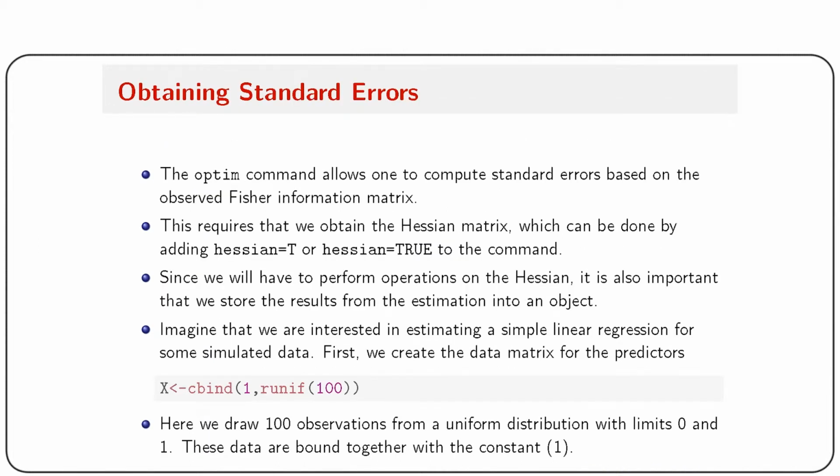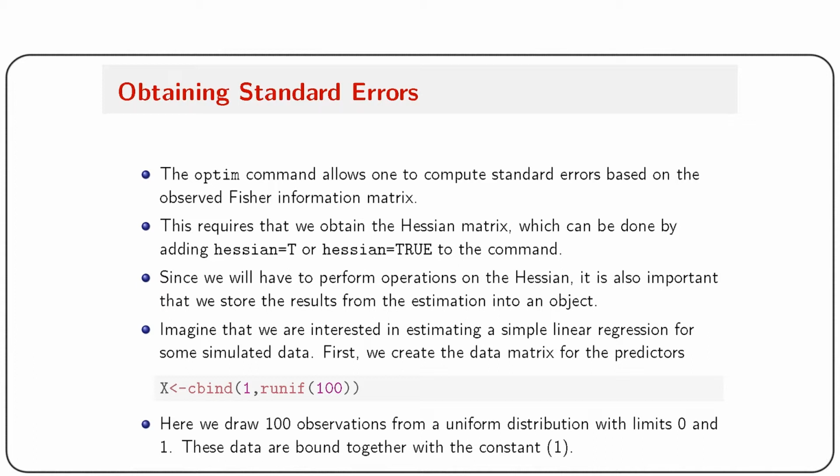Now we learn how to obtain a standard error from there. The optim command allows one to compute the standard error based on the observed Fisher information matrix. So, you have to extract the Fisher information or the Hessian matrix. To do so, you have to set hessian equals TRUE or T within the optim function. Since we will have to perform operations on the Hessian, it is also important that we store the results from the estimation into an object.